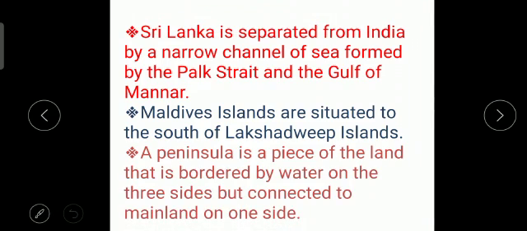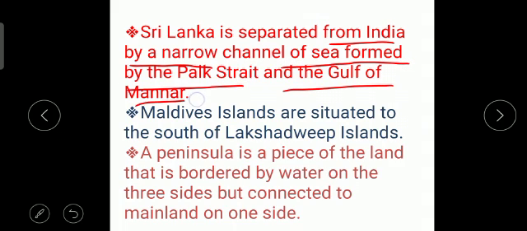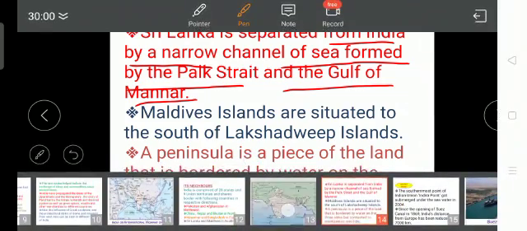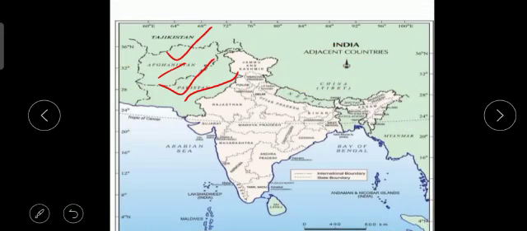Sri Lanka is separated from India by a narrow channel of sea formed by the Palk Strait and the Gulf of Mannar. India is separated by this narrow channel. This is the Palk Strait. What is a strait? A strait is a narrow water body that connects two larger water bodies. And this strait separates India and Sri Lanka.